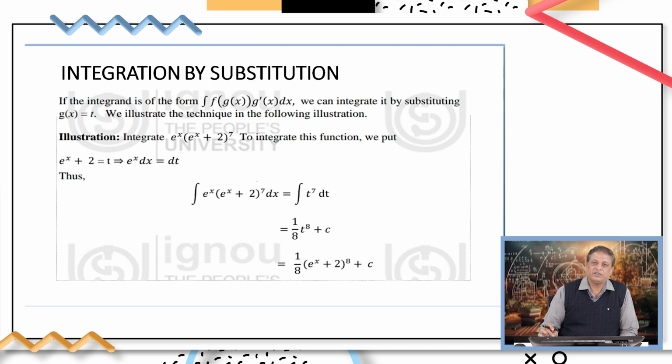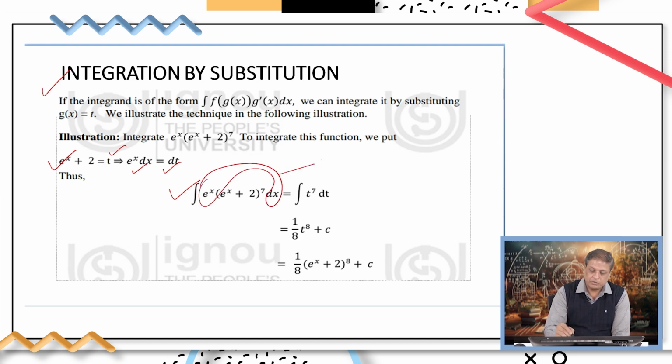Thereafter, in our earlier session, we discussed integration by substitution, and we understood how to use substitution to simplify complex terms into simpler integrations. Likewise, over here, the integral of e^x times (e^x + 2)^7 is to be performed. To simplify, we replace e^x + 2 by the variable t, and we got e^x dx equal to dt. So, e^x dx was replaced by dt, and (e^x + 2) was replaced by t^7.